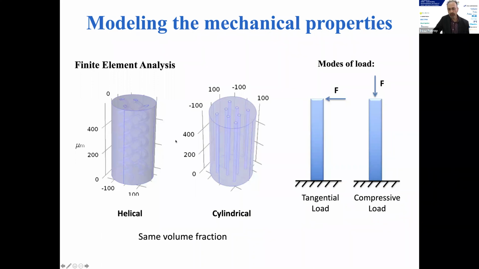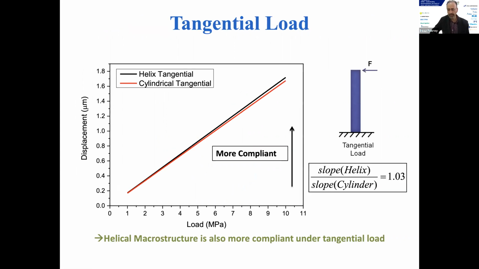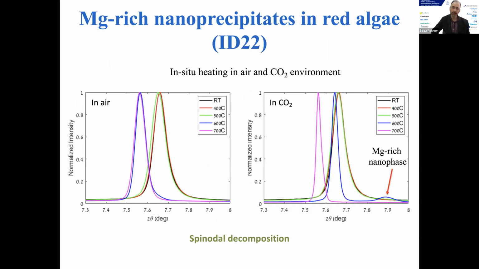So we have the same porosity, once when we have cells which are just straight and one that are helical, and we can actually show, depending on the mode of loading, also tangential and also compressive, that we have up to 17% increase in the compliancy of a structure like this, just by having these helical open cells. And of course, this is very important for a brittle material, to have the ability to bend and not to break and not to crack.